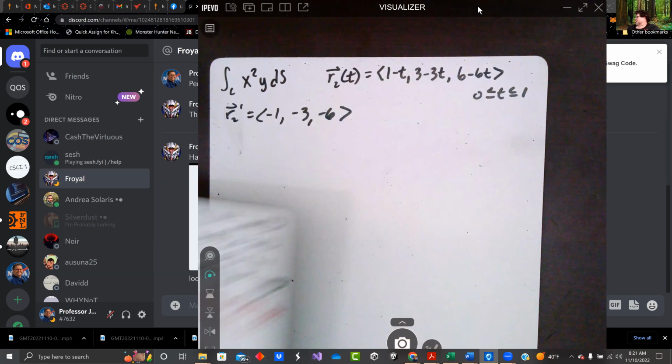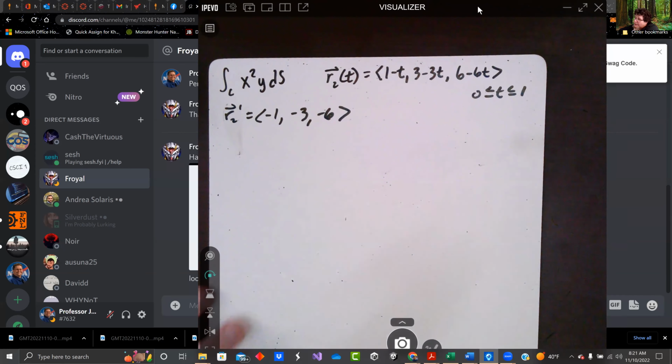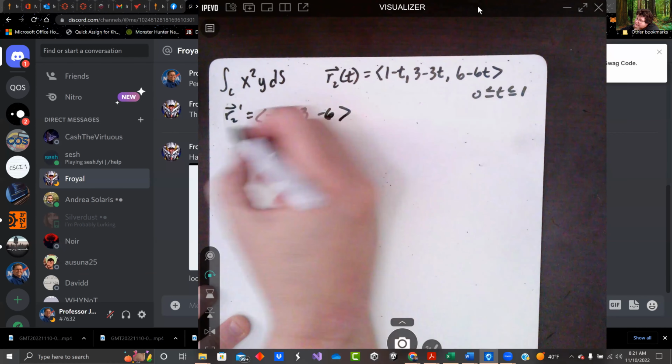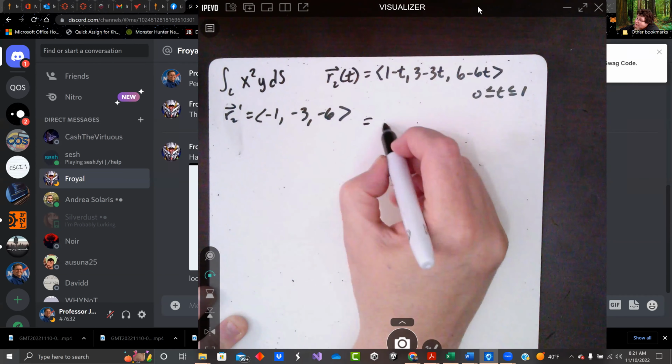Oh, I know the problem. This is following a different path. The last path was not a straight line. This is a straight line. I don't know that we're going to get the same answer, but oh well, we're doing it.